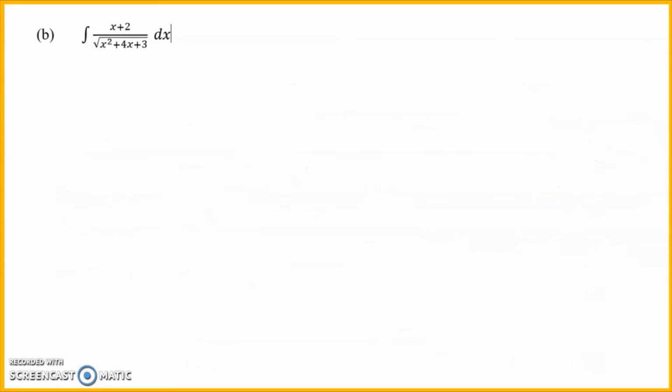In the next example, the square root of a quadratic equation is here. So we need to rewrite it as x squared plus 4x plus 3. We have to rewrite it as x plus 2 squared minus 4 plus 3, which gives us x plus 2 squared minus 4 plus 3, that is minus 1.